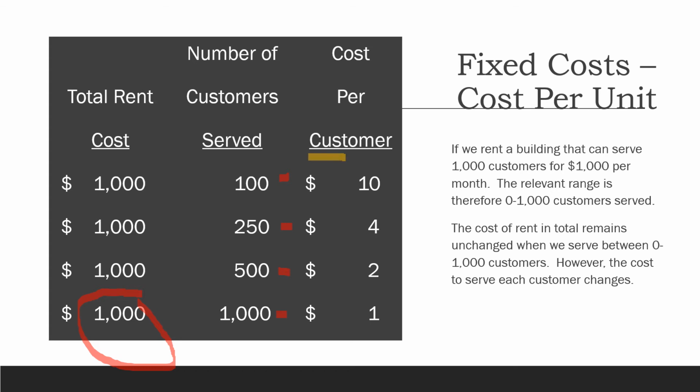What changes is the average cost per customer. If we served only 100 customers, the average cost per customer is $10. If we serve 250 customers, the average cost per customer is $4. At 500 customers, $2; at 1,000, $1 per customer. Simply take the total fixed rent and divide it by the number of customers. So fixed rent never changes in total within the relevant range, but the cost per customer averages down. As volume increases, our average fixed cost per unit goes down.